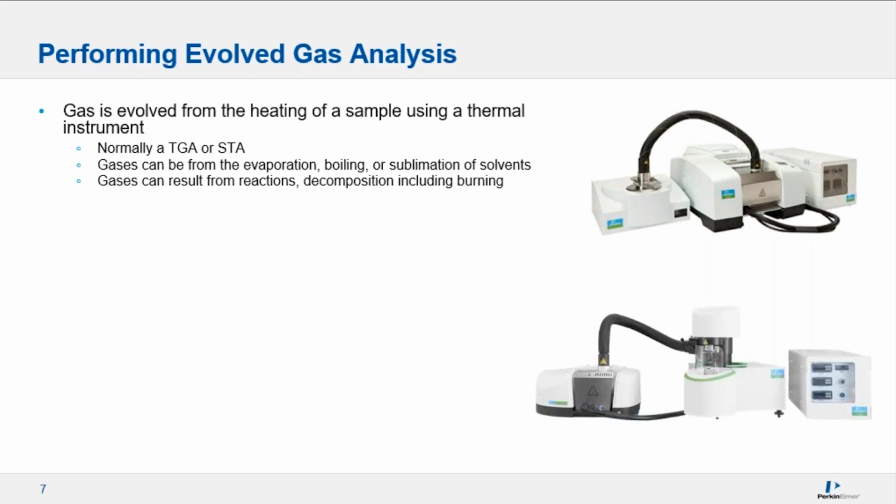STA gives you a TGA weight loss curve as well as a DSC signal, giving you even more data for a single run. The other benefits of STA are that temperatures of up to 1600 degrees are possible. So hyphenation is compatible with both our bottom loading high sensitivity TGA, which is the TGA8000. You can see an image of the TGA8000 here on the bottom image. And is also compatible with our robust top loading design, the TGA4000. And you can see a picture of that towards the top.